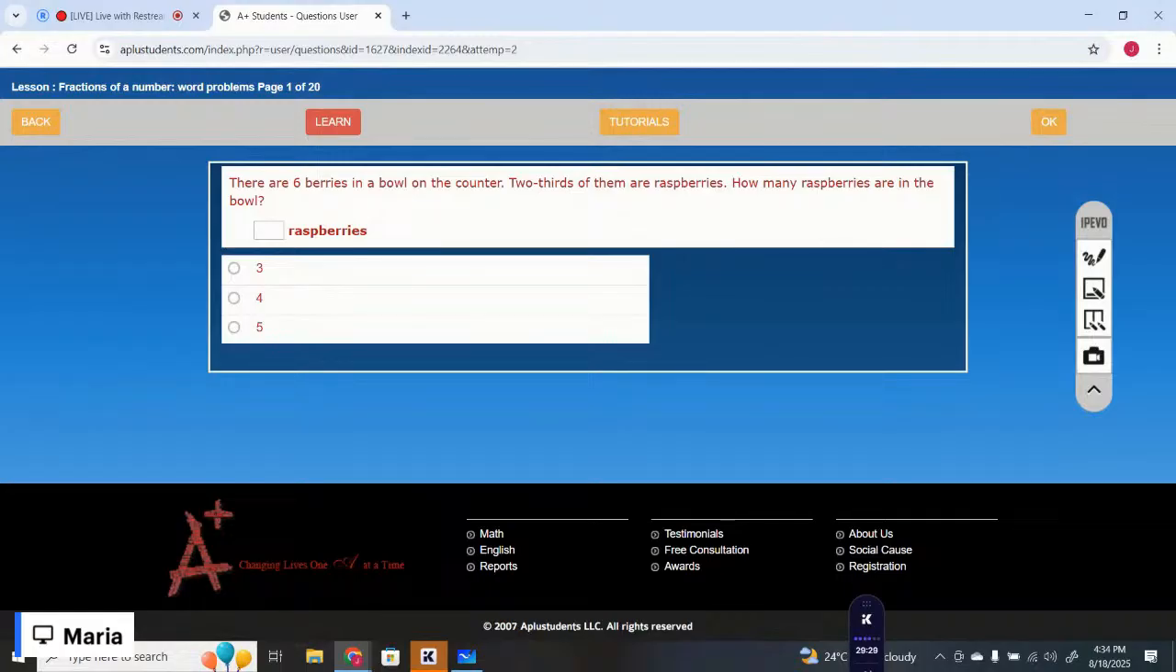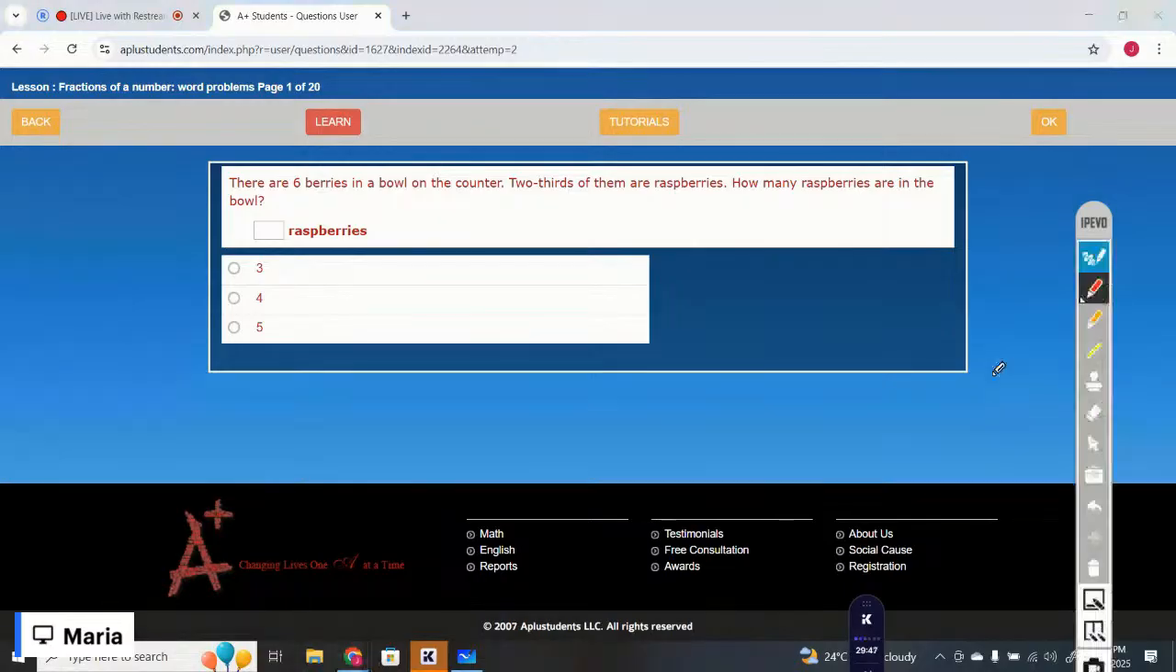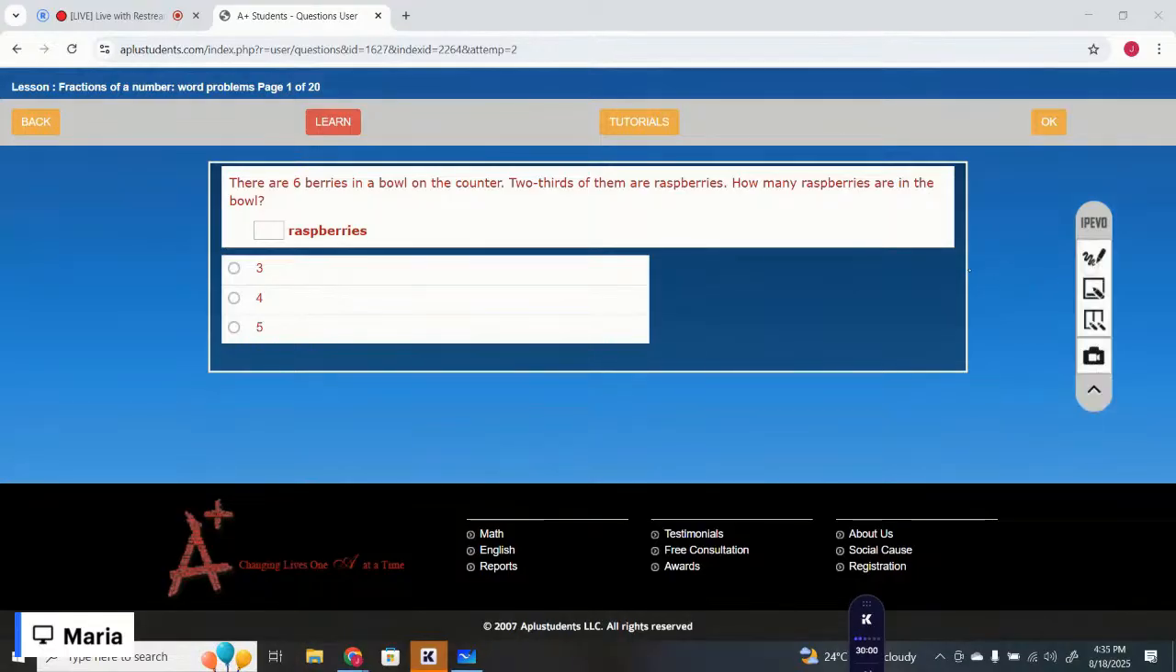There are 6 berries in a bowl on the counter. 2/3 of them are raspberries. How many raspberries are in the bowl? So 2/3 of 6. You need to do 2 by 3 times 6. So that is 6 times 2 is 12 and 3 times 1 is 3. So the correct option is 4. Option number 2 is the correct option, that is 4.